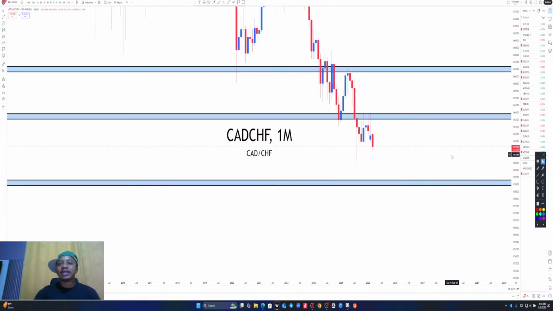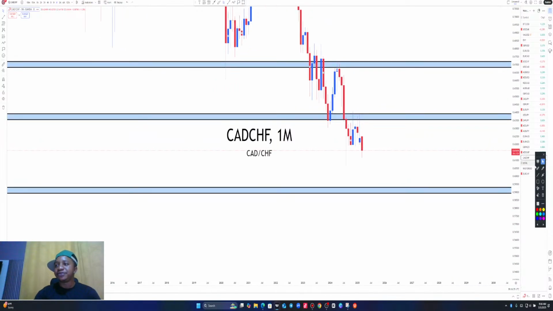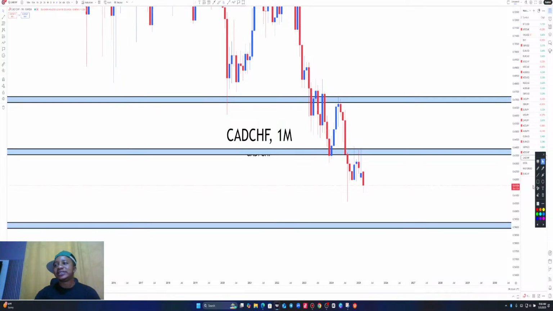All right, so this is the monthly time frame of Car Chef. Now on the monthly time frame, we have the monthly upper zone, the mid-range, and the lower zone as well. Price is in a downtrend on the monthly time frame, okay? The overall direction is to the downside. So what are we looking for? Sells to the downside.